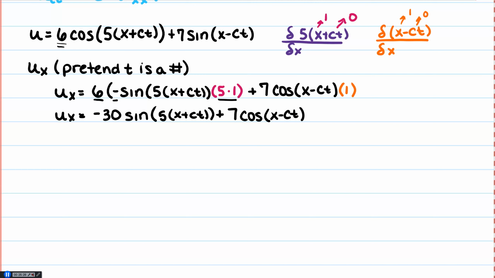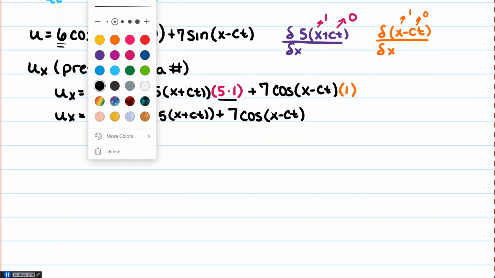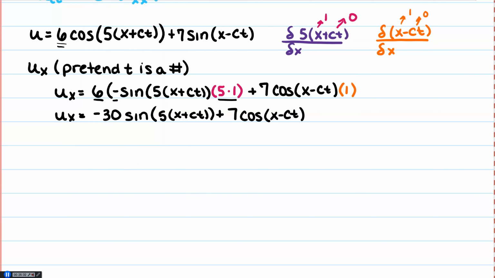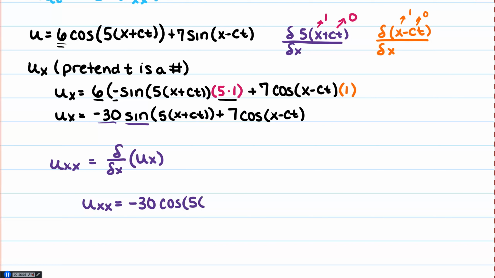Now, we weren't interested in just u sub x, we wanted u sub xx. So u sub xx is going to be the derivative of u sub x with respect to x. So we're taking the partial derivative with respect to x of what we just got for u sub x. So u sub xx will equal, the negative 30 is going to come down. The derivative of sine is cosine, so you keep whatever was inside the cosine.